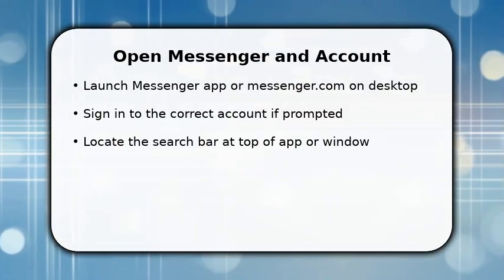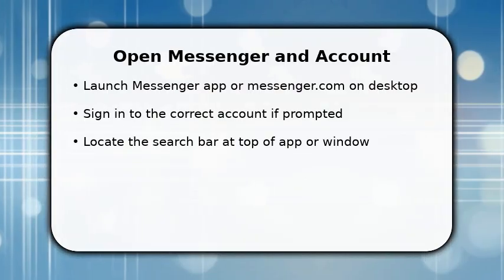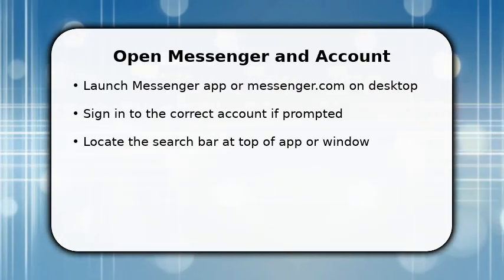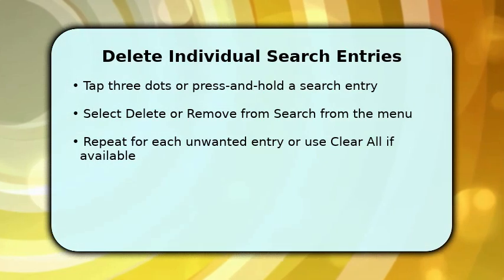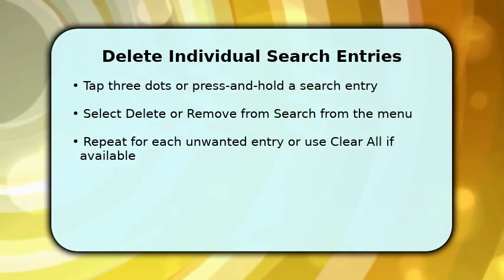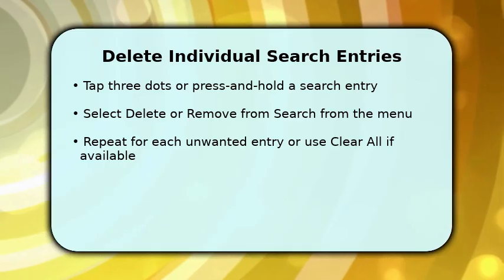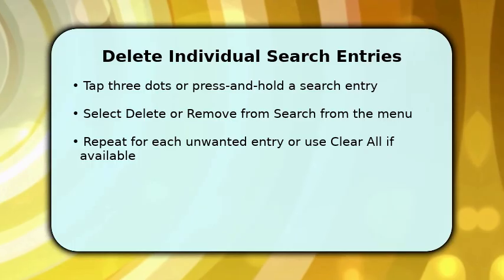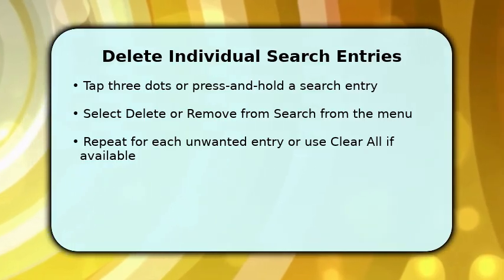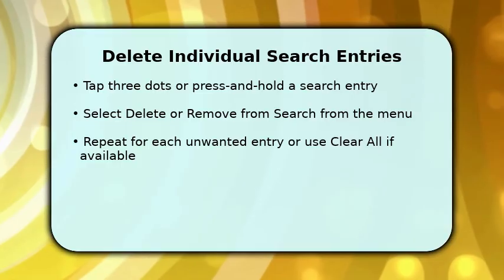Now, press and hold on mobile, or hover and click the three-dot or settings icon beside the search entries to reveal deletion options. You will now remove individual items. Tap the three-dot menu or press and hold each recent search entry to open its action menu. Then choose Delete, Remove from Search, or Clear from History depending on your interface.